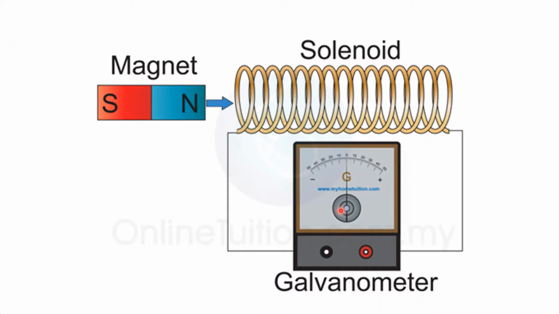Deflection in the galvanometer is also seen if the magnet is kept stationary and the solenoid is moved. This means that a current is induced in the solenoid when the magnet is stationary and the solenoid is moving around it. This implies that it is the relative motion between the solenoid and the magnet which produces an induced current, irrespective of whether the magnet moves or the solenoid moves. We will now watch a video on electromagnetic induction.